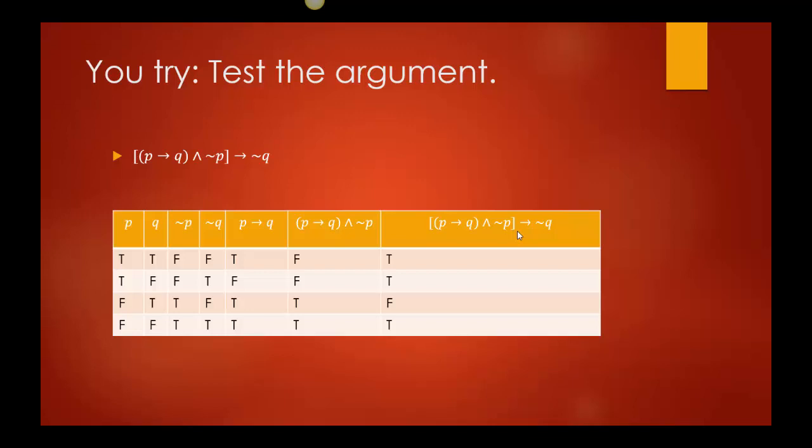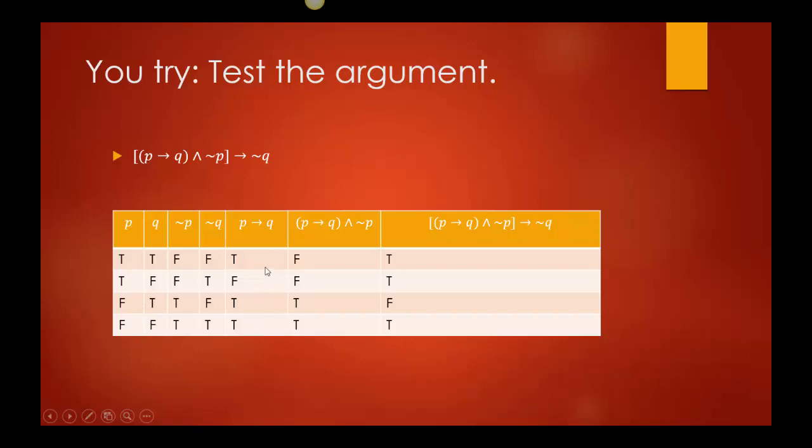So I have P, true, true, false, false. I have Q, true, false, true, false. I have not P, false, false, true, true. I have not Q, false, true, false, true. All right, so let's go to P implies Q. That's true, false, true, true. So true, false, true, true.